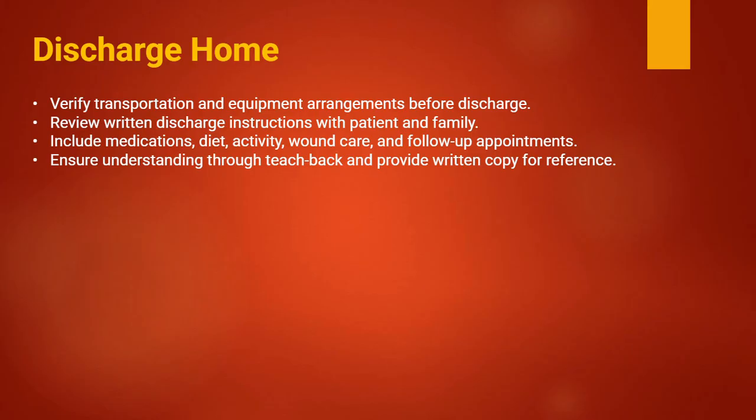These instructions summarize all the important information needed for home recovery, including prescribed medications with name, dose, route, frequency, and purpose, activity limitations, special diet instructions, wound care, and follow-up appointments. The primary care provider's name and contact number should also be listed so the patient knows whom to contact for questions or complications.